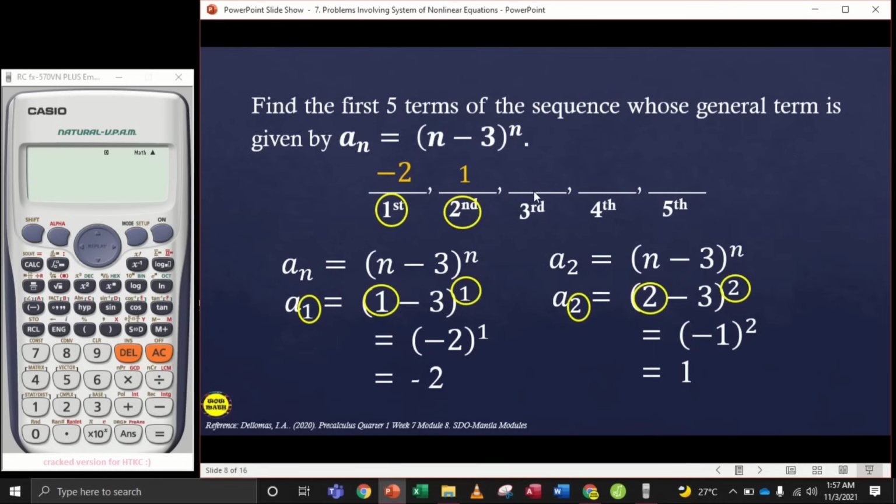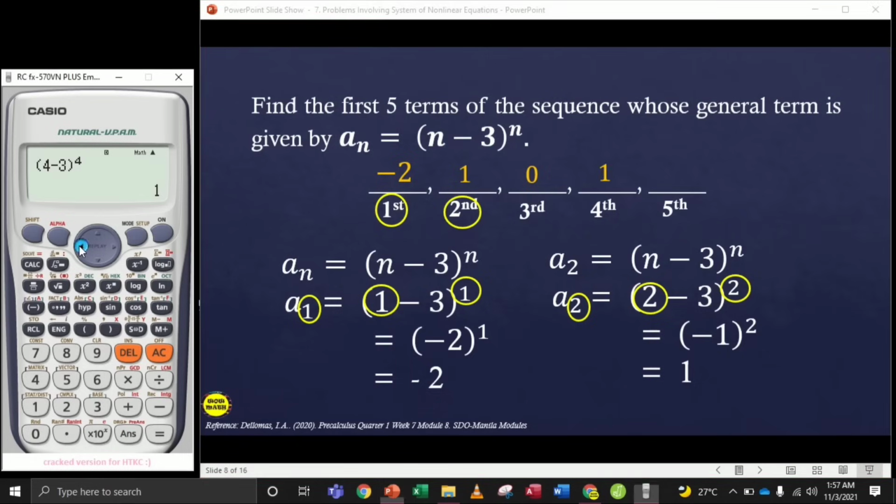So, kung kukunin natin yung third term, so gamit na tayo ng calculator. So, papalitan natin ng n ng 3. So, 3 minus 3 raised to, anong n natin? So, 3 na. Okay, so the answer is 0. So, yung pangatlong term natin is 0. And then, next is, okay, mag-back na lang tayo class, no? Palitan natin yung n natin ng 4. And then, dun sa exponent natin, 4. So, the answer is 1. So, yung next term, sa pang 4th term natin is 1.